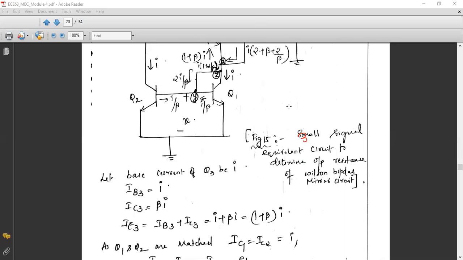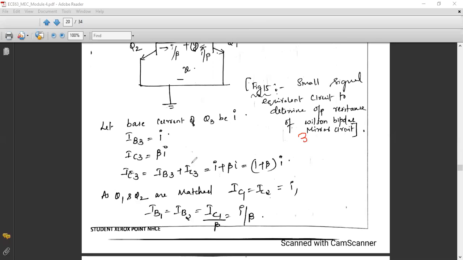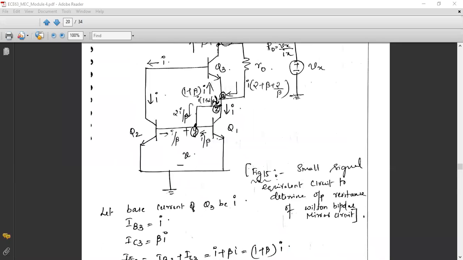As far as Q3 is concerned, the collector current is denoted as I, and the base current can be written as I divided by beta. Therefore, the emitter current is the sum of the base current and collector current, which is equal to I plus I by beta. And if you take I outside, the equation becomes (1 plus 1 by beta) times I. So this is the emitter current of Q3. Please note it down, and it can be indicated in the circuit diagram also, like this, equal to (1 plus 1 by beta) times I.